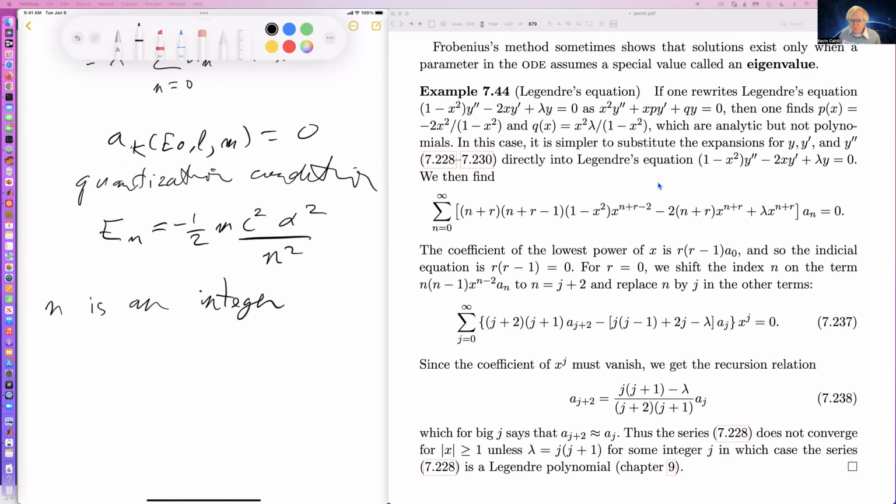So P and Q are analytic, but they're not polynomials. And so what we do is we substitute the expansions for y prime and y double prime into Legendre's equation directly. In other words, we just grab Legendre's equation here and then stick the thing in.